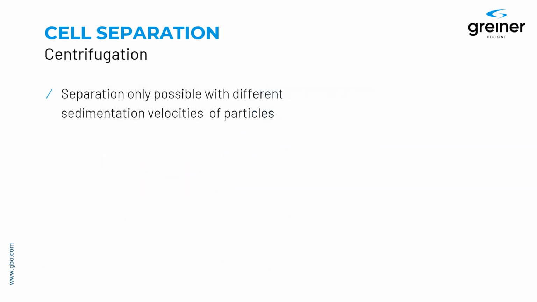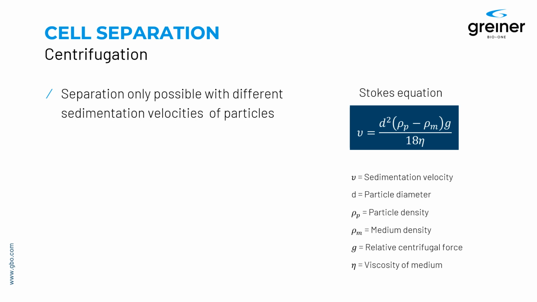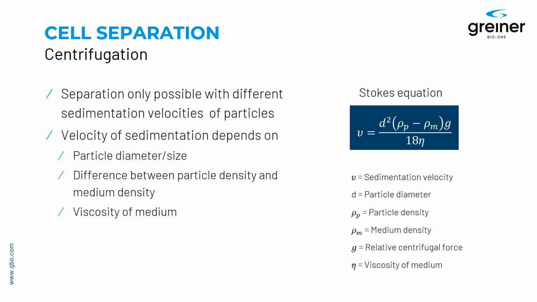Density gradient centrifugation is based on the movement of spherical particles, such as cells in a fluid. The separation of cells can only occur if different cells have different sedimentation velocities. The relationship between the components in this system is described in the Stokes equation shown here on the right. With a given gravitational force, the sedimentation velocity of a cell depends on the cell diameter or size, the difference in the densities of cell and medium, and the viscosity of the medium.